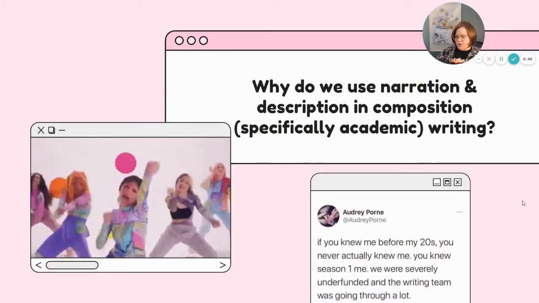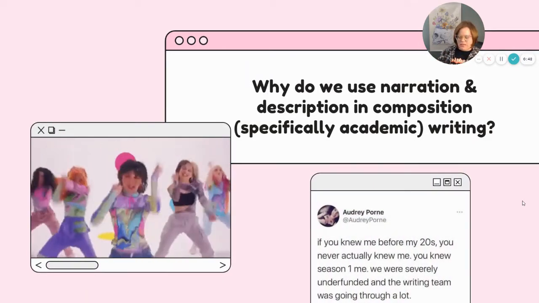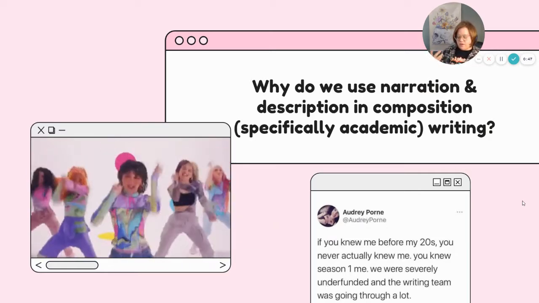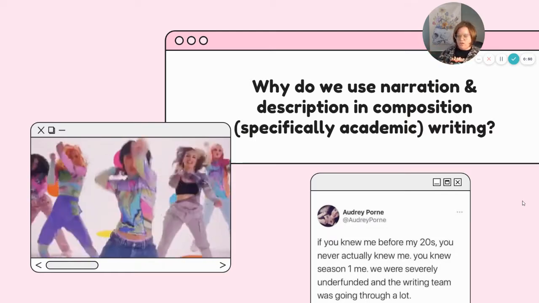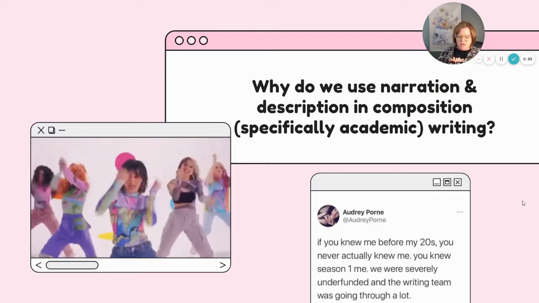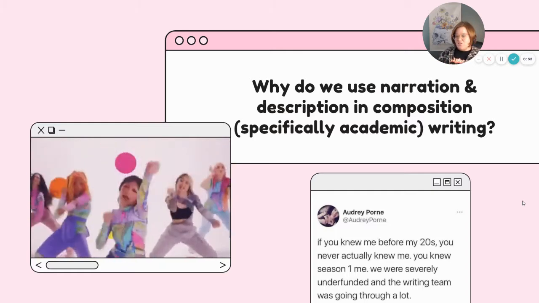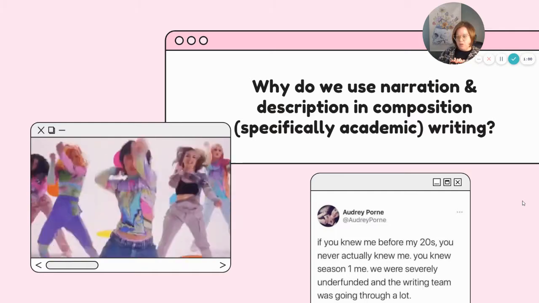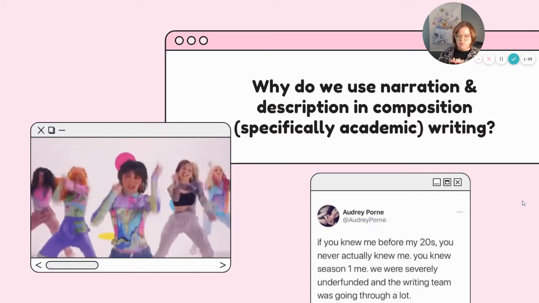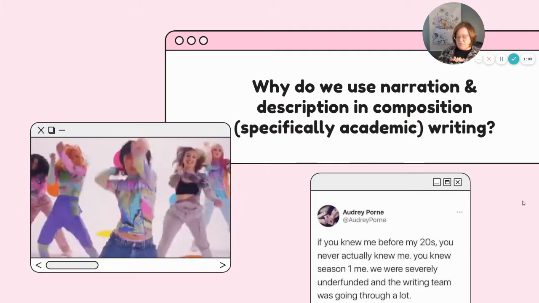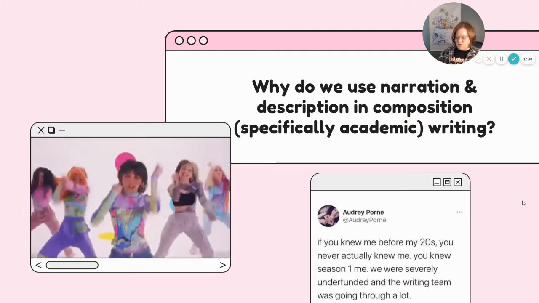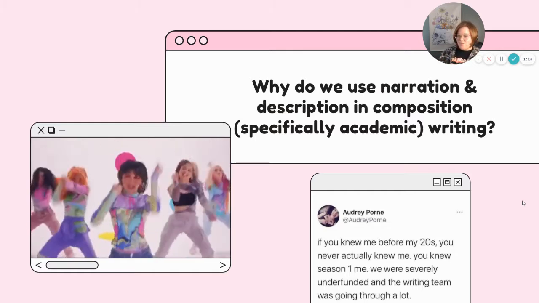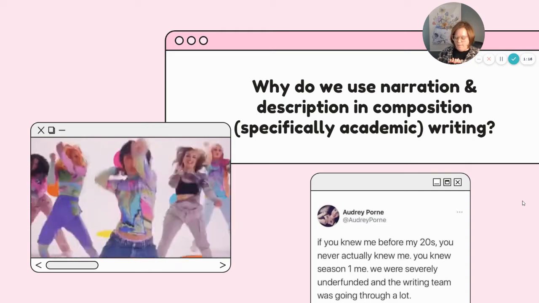So one of the things that we were going to ask ourselves is why do we use narration and description in composition writing, specifically academically? Because you guys are moving into academic courses. Some of you are going to go on to four-year colleges where you're going into degree programs that you think, I don't need to tell a story. But maybe you do, because storytelling can actually be a really good way to interest your readers in what you're writing. Descriptive writing specifically is going to engage your readers in the essay that you're writing or whatever you're writing. If you have descriptions and details, your readers are more interested in what you're talking about.